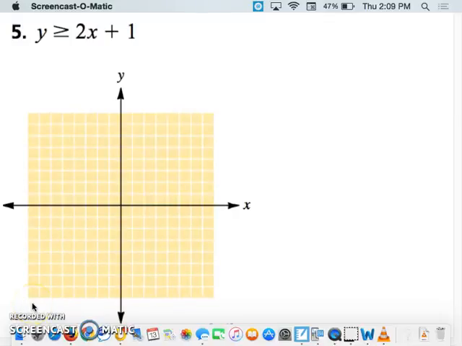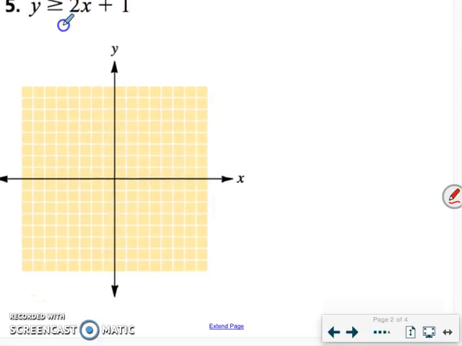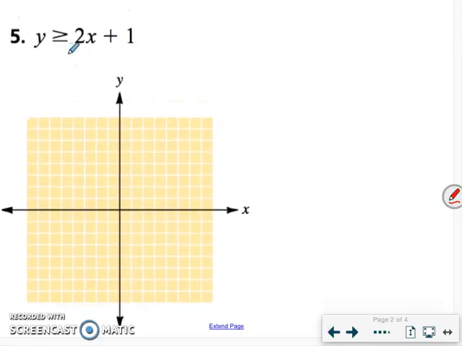All right, this screencast is going to be for graphing linear inequalities on the coordinate plane. So the first thing we want to do is treat the inequality that we're given just like it was an equation of a line, but we need to look at the symbol and determine if our line is going to be solid or dashed. So here we have greater than or equal to, so that means we're going to have a solid line.